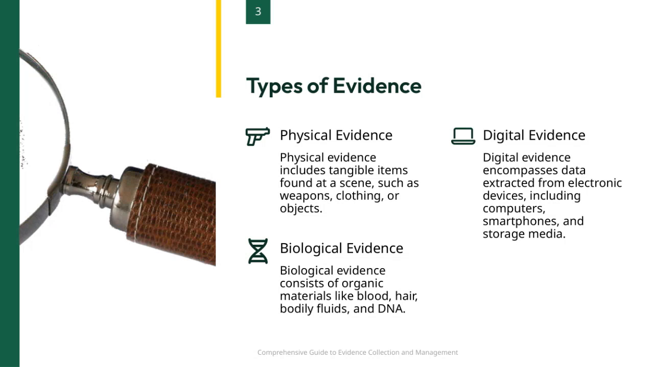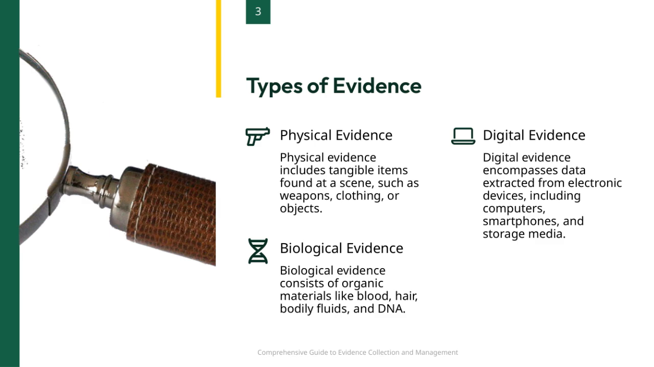Here we have three primary types of evidence crucial in investigations. First, physical evidence refers to tangible items you might find at a scene, things like weapons, clothing, or any objects that can be collected and analyzed. These items often provide direct links to the events or people involved.